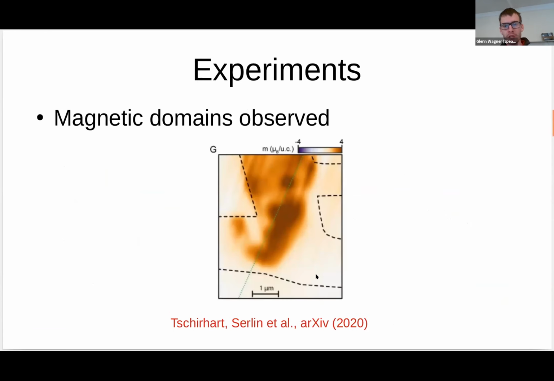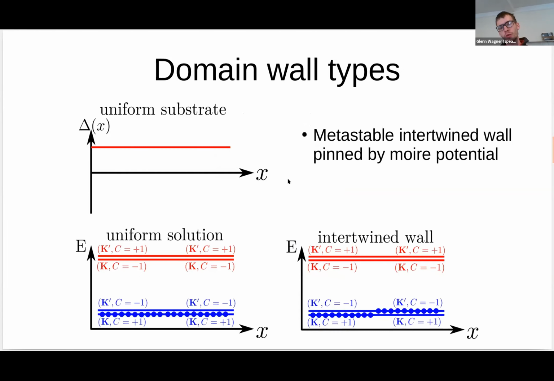There have been some experiments on this as well. This is from Andrea Young's group, and this is a picture of one of their devices with a plot of the magnetization as a function of position. And indeed, you see that the magnetization as a function of position isn't uniform. So these are hints that we have domains in the system. We then started thinking about what the different possible types of domain walls are.